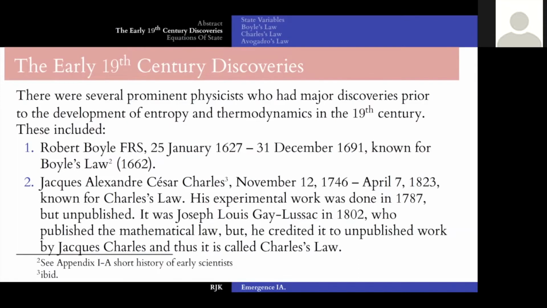And in 1787, Jacques Charles generated what was known as the Charles Law. His experimental work was done in 1887, but he never published it. It was Joseph Gay-Lussac, I don't know if I pronounced that correct or not, in 1802, who published the mathematical law and credited it to the unpublished work. And it's then called Charles' Law.